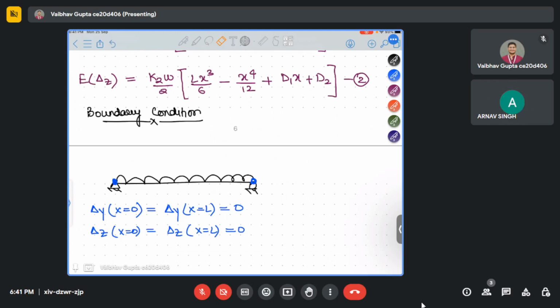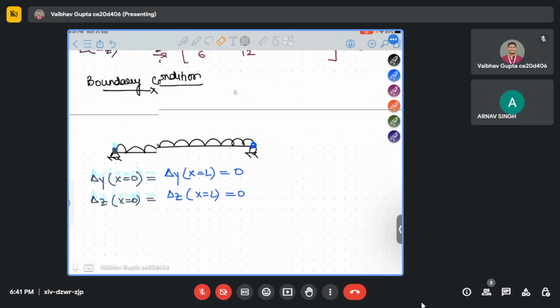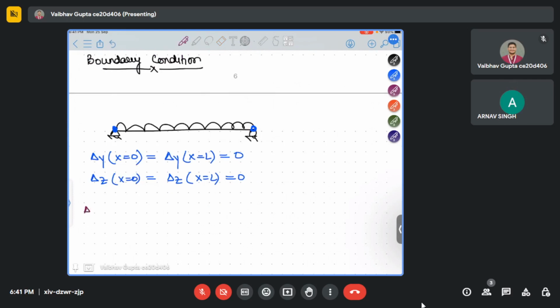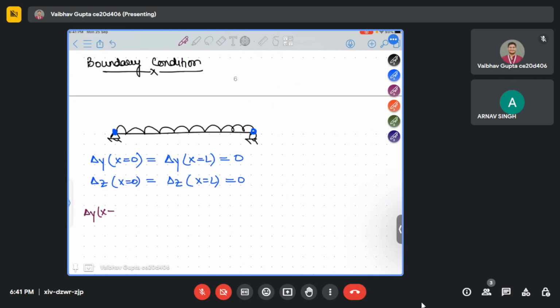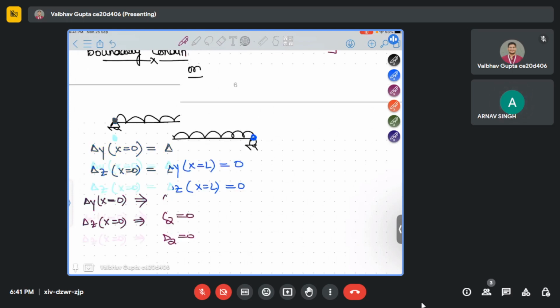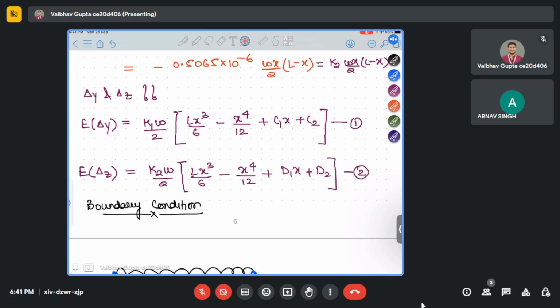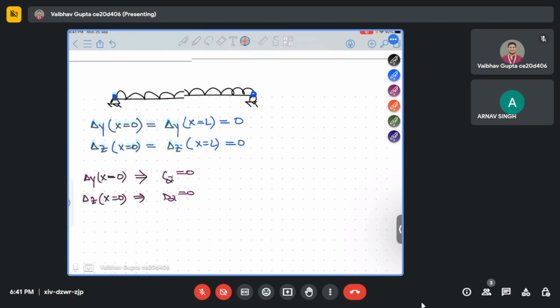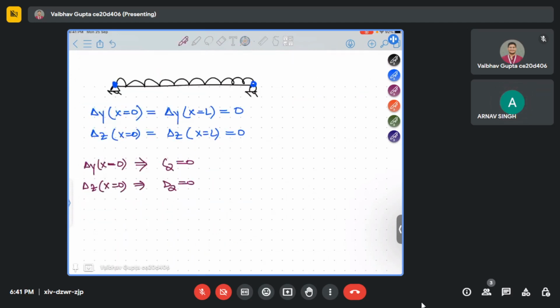Now if we put delta y at x equal to 0, we will get C2 equal to 0. Similarly, in delta z also, if we put x equal to 0, we will get D2 equal to 0. See here, all the terms are x dependent, so they will go to 0, and only D2 will be left, which is equal to 0 only. So these two will be 0.